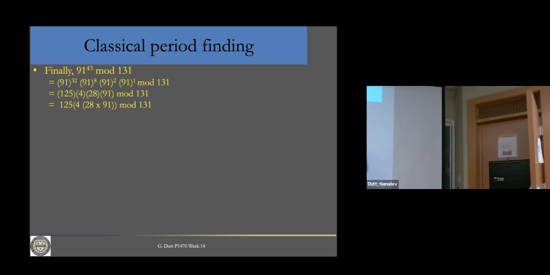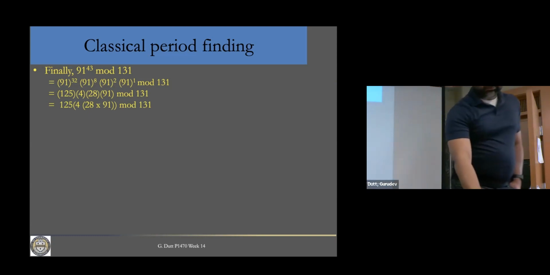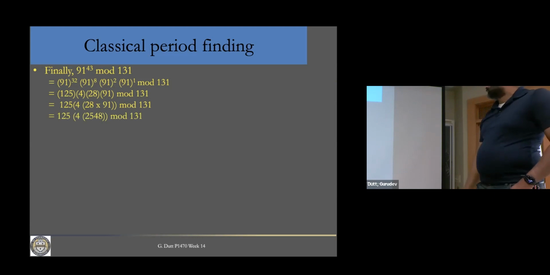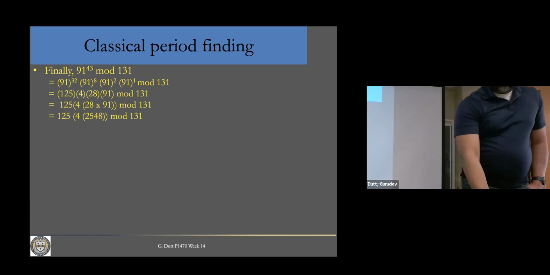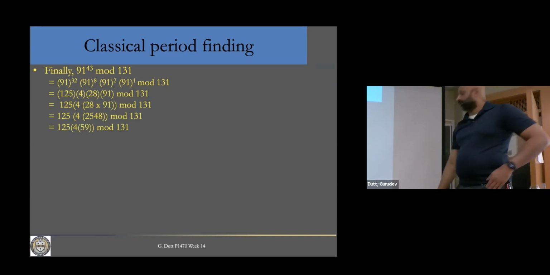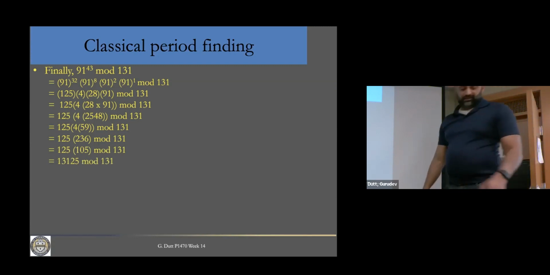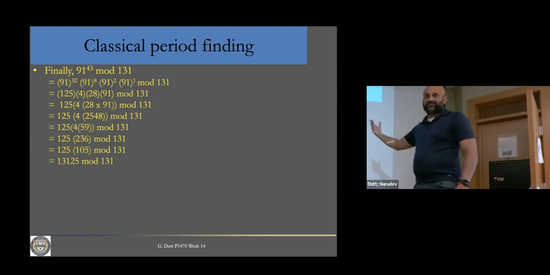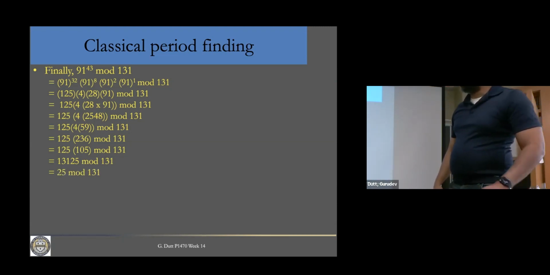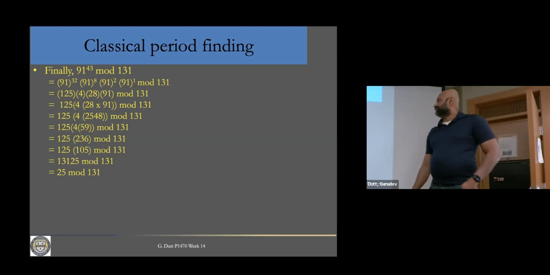So again, it's 28 times 91. Or I could just multiply it out on a calculator, whichever way you want to. So 28 times 91 is 2548. I find that remainder, that's 59 relative to 131. And then I do that one, which is 236 modulo 131, which is 105 remainder. And then the last step is a slightly bigger number. But again, that's 13125, you can see, is going to be divisible by 131 with the 25 remainder. Okay, so that's our final answer. So 91 to the 43 modulo 131 gives me the number 25.